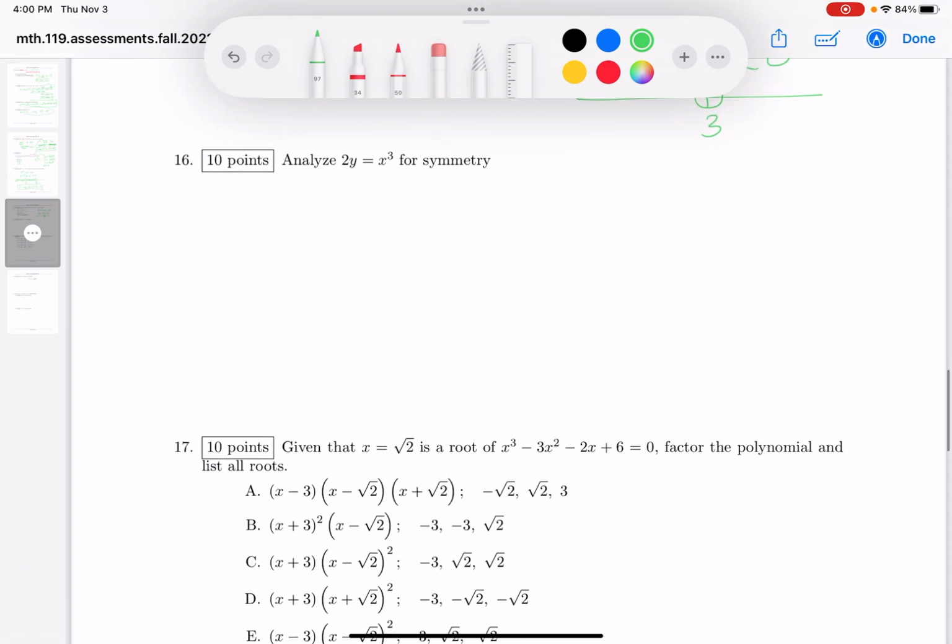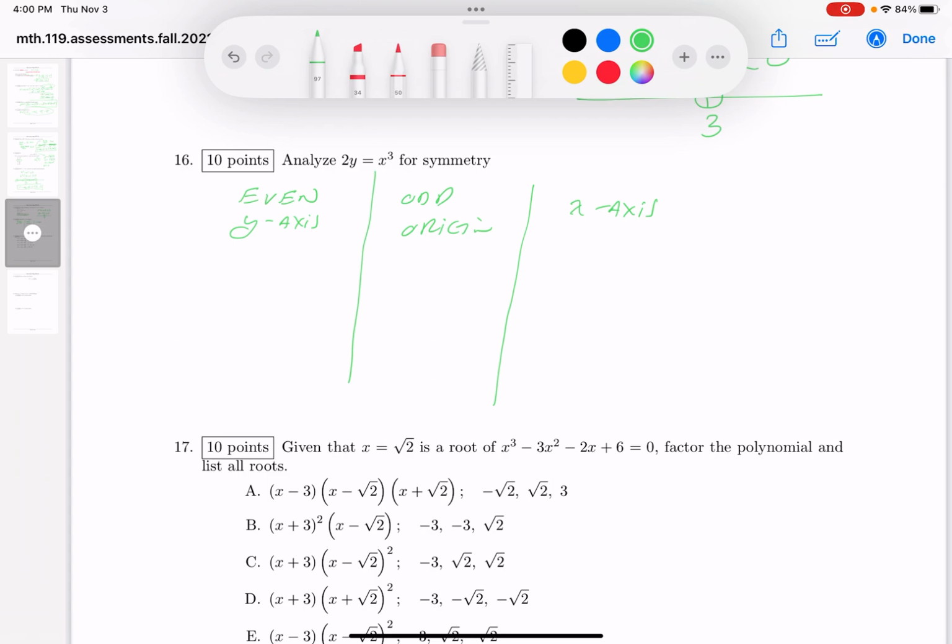All right, analyze this for symmetry. Let's talk about that. We're going to do, I guess, even, or what's known as y-axis. We're going to do odd, or what's known as origin. And we're going to do x-axis.